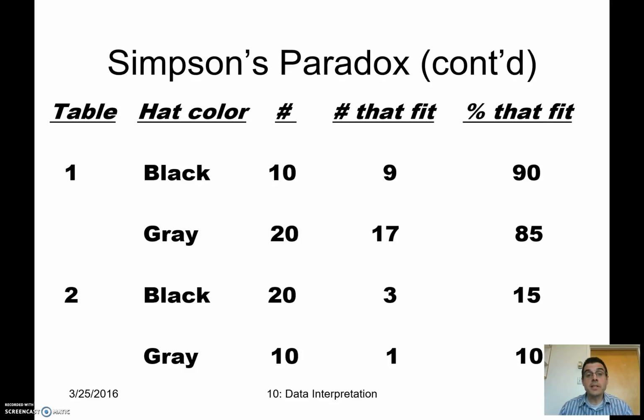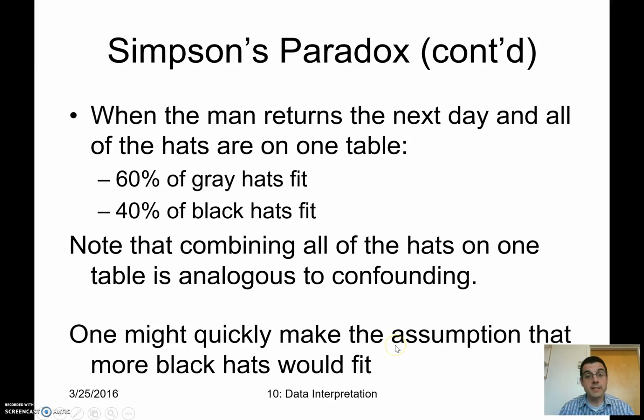And so that's where you can take the data and say, all right, here on table 1, there are 10 black hats, 9 of them fit my head, 90% of them fit. On table 1, there are 20 gray hats, 17 fit, or 85%. On table 2, there were 20 black hats, 3 of them fit, 15%. Whereas on table 2, gray hats, there were 10 and only 1 would fit.